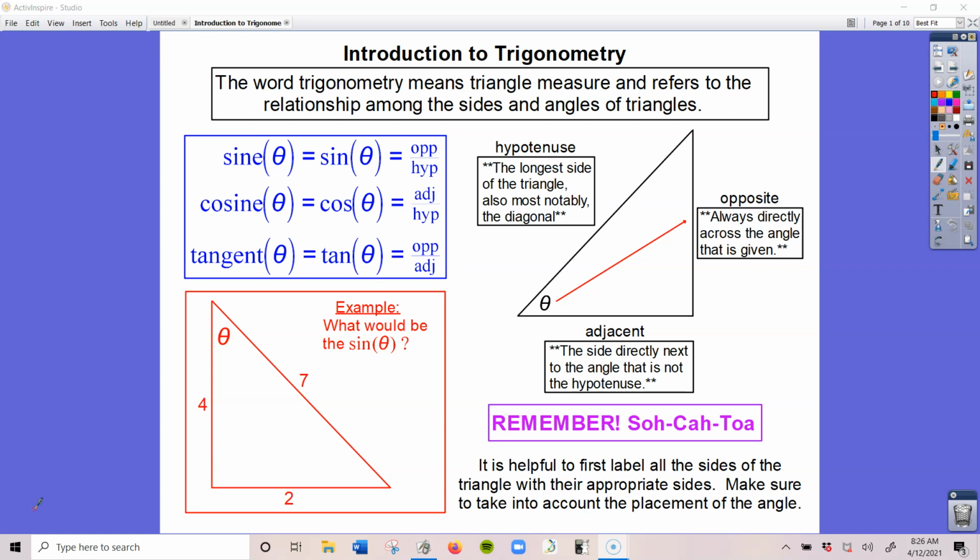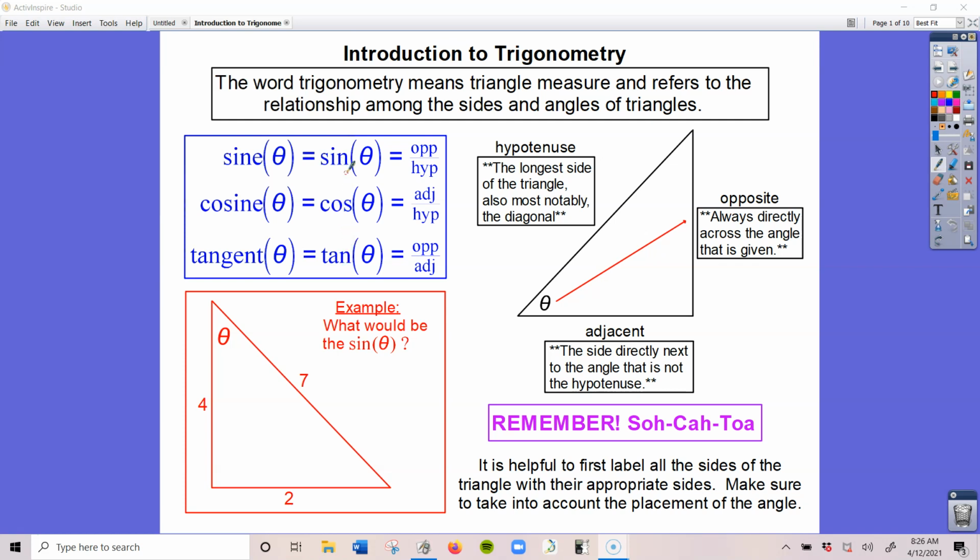Hey guys, today we're going to be learning about trigonometry. Now the word trigonometry basically means triangle measure, and it refers to the relationship between the sides and the angles of the triangle. Now there are three basic trigonometric functions. We have sine, cosine, and tangent as denoted here. Now sine, cosine, and tangent, when you write it, can be shortened to sin, cos, and tan.